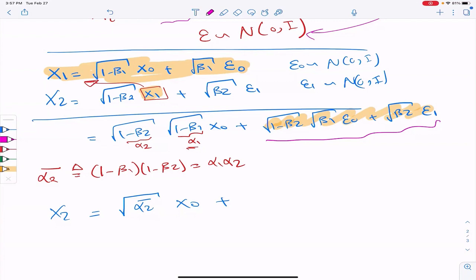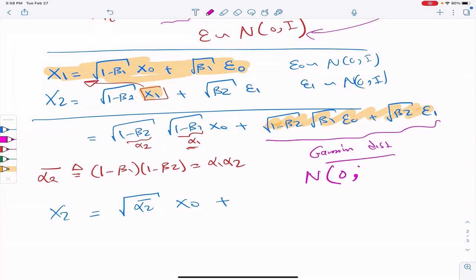Fantastic. Let's look at it. It's a Gaussian, right? A scaled version of a Gaussian is Gaussian. The sum of two Gaussians is Gaussian. So this is going to be a Gaussian distribution. Good. So what is the mean of this distribution? 0. The mean is 0, because the mean of epsilon 0 is 0, and the mean of epsilon 1 is 0. The mean is going to be 0.